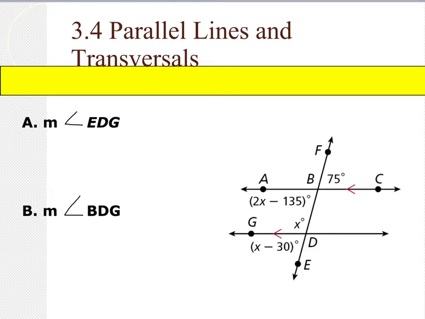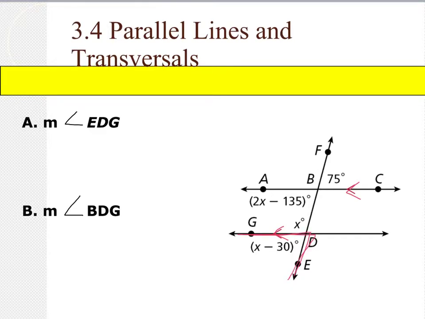Same idea. Now we're here looking for EDG and BDG. Same idea though. Use the exact same information because we have two lines that are parallel with a transversal, that transversal of FE cutting right through there. Okay? So find EDG, find BDG. All right, EDG. We're looking for EDG. That is this angle right here.